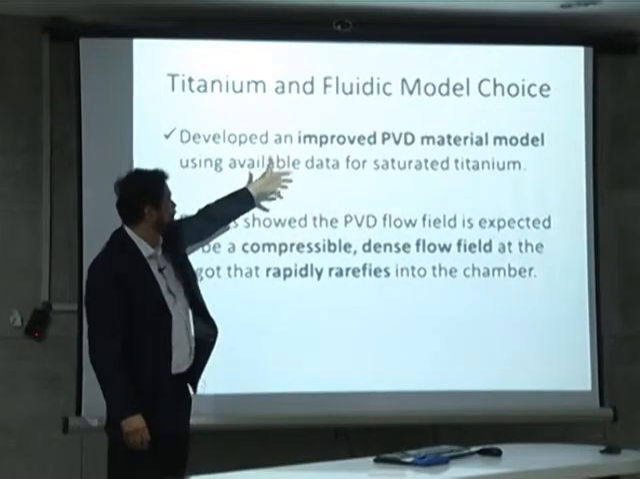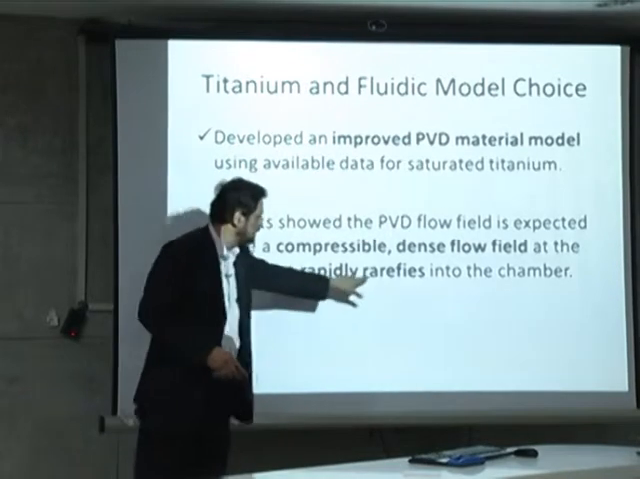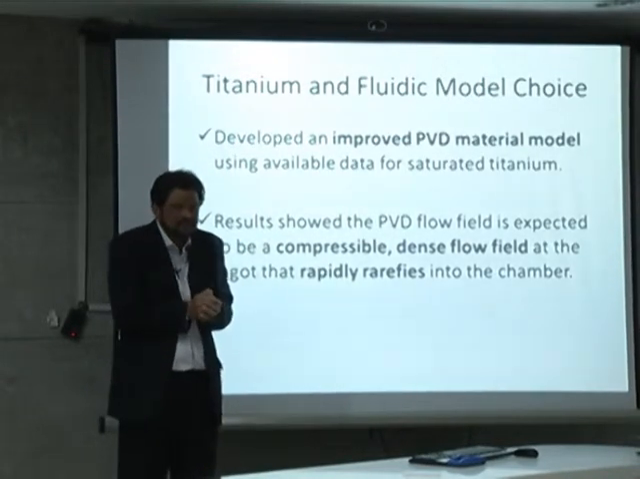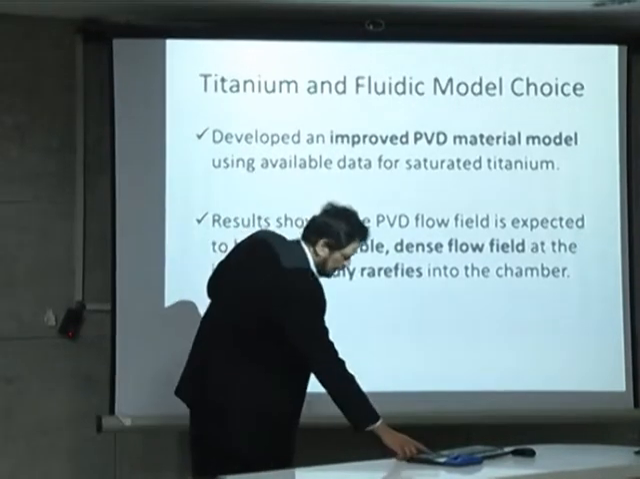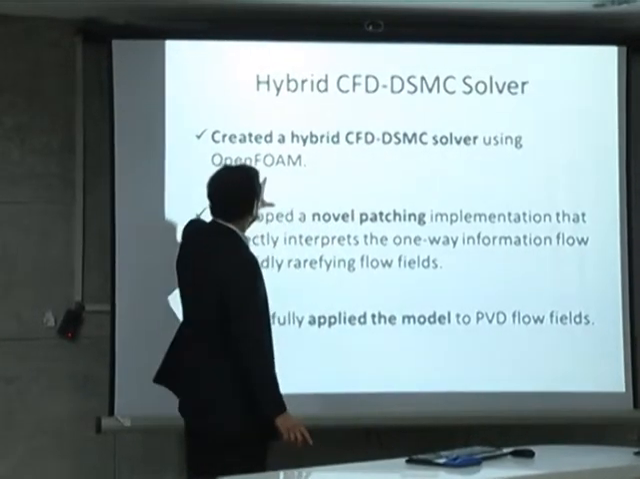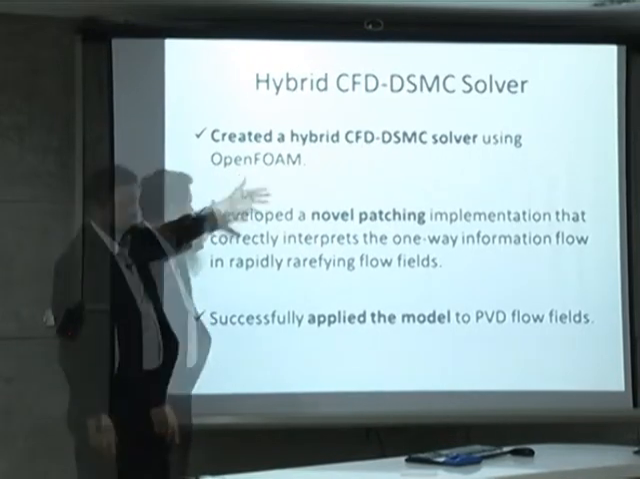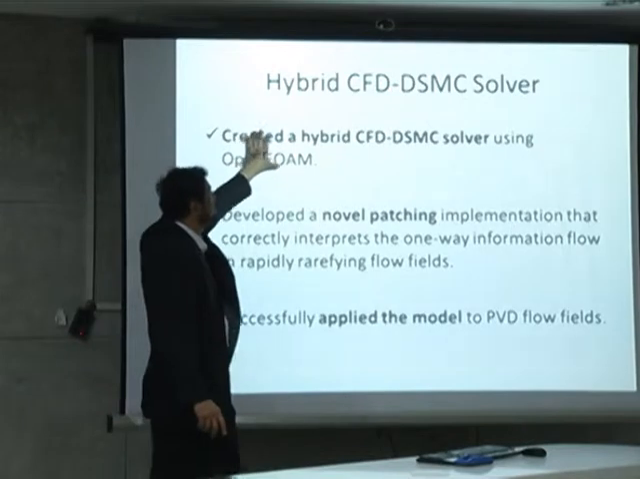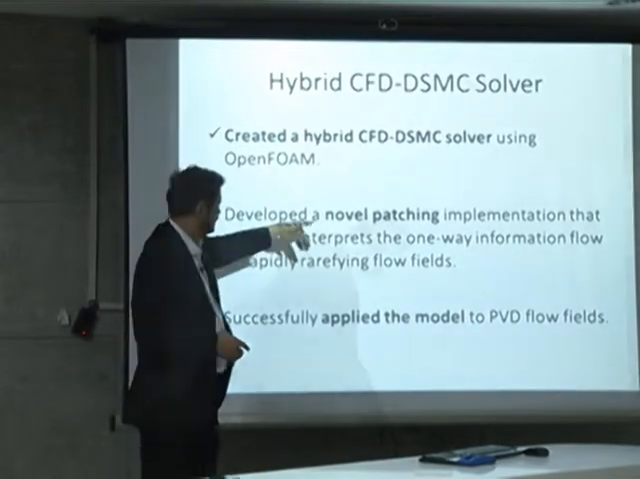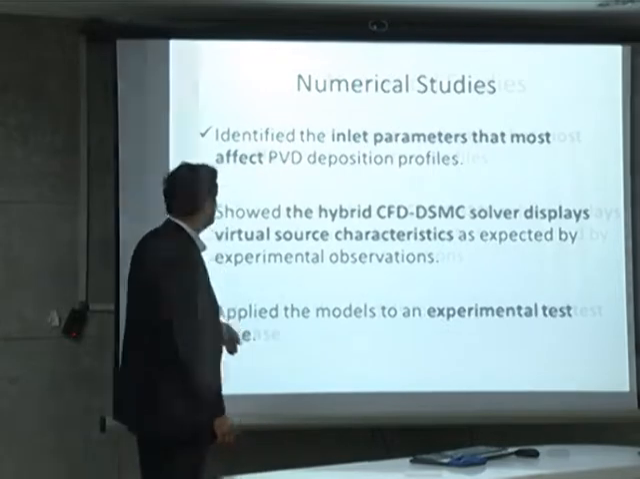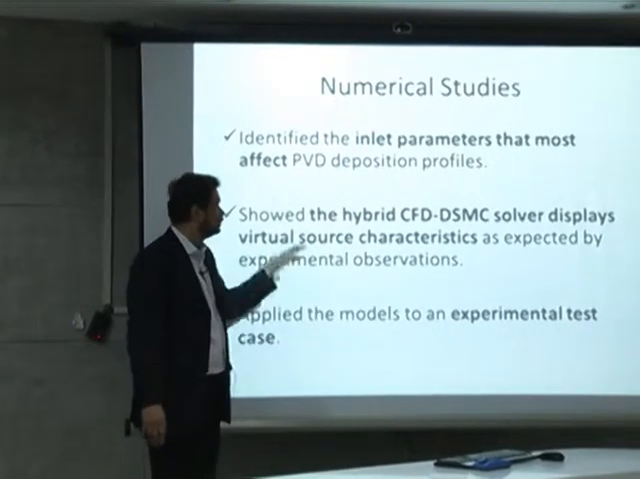We developed an improved physical vapor deposition material model, and the results, for rapidly rarefied flow. That means the flow is dense at the source, but goes on rarefying. It becomes sparse. This was after we created the hybrid solver using the base software package of OpenFOAM, although all the hybrid stuff includes the computer software that we added to OpenFOAM. The hybrid CFD DSMC solver displays certain virtual source characteristics.